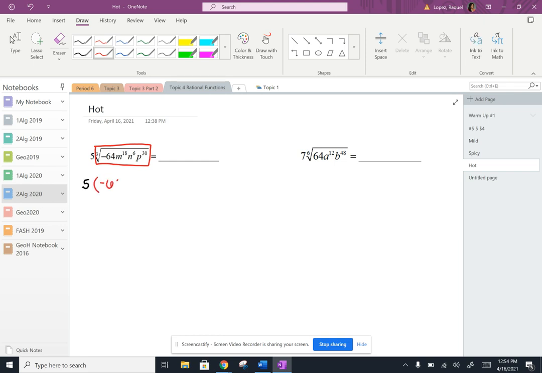So we're going to rewrite this as 64 m to the 18th, n to the 6th, p to the 30th, all of this to the power of 1/3 because we're trying to take the cube root. All right, the next thing we're going to do is rewrite this base so that I can rewrite this as a base being raised to a power of 3.